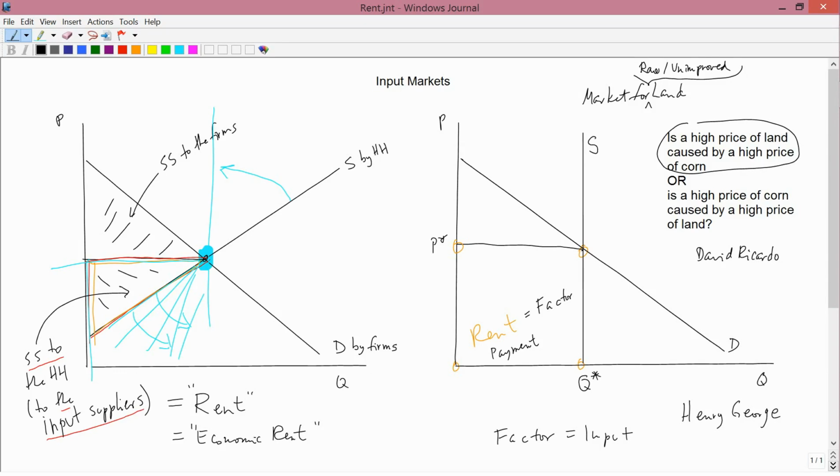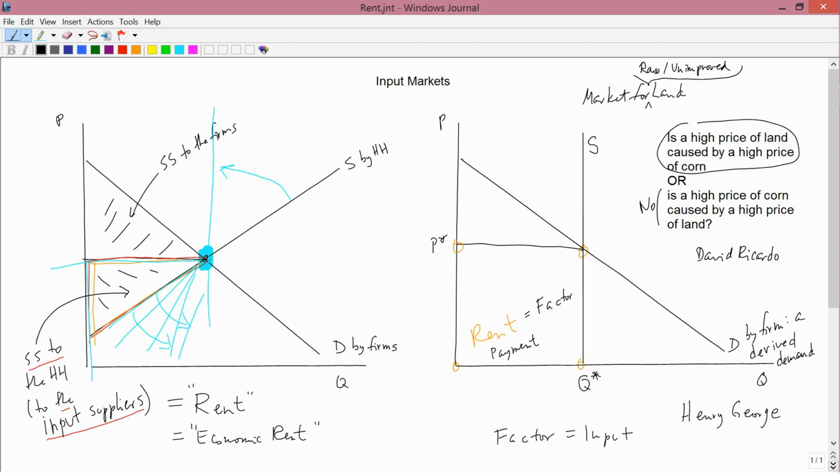And it's not that the high price of corn is caused by a high price of land. The reason is as follows. The only reason why a farmer wants land in the first place is to get corn. So the demand for the input, it's demand by firms. It's what we call a derived demand. That is, it comes from something else.